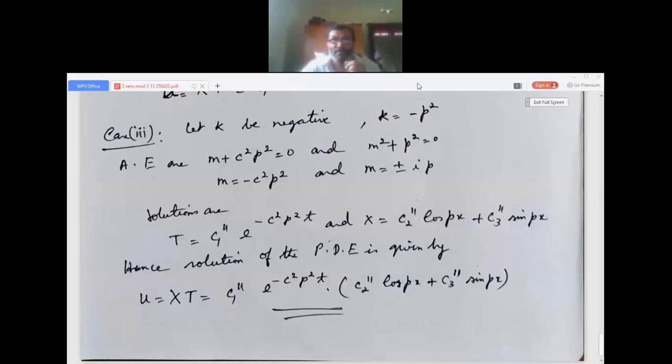So now you can see that in this class, if you summarize, I derived the heat equation, and I also found the various possible solutions of the heat equation. So this ends module 3. Tomorrow at 11 I will start module 4.